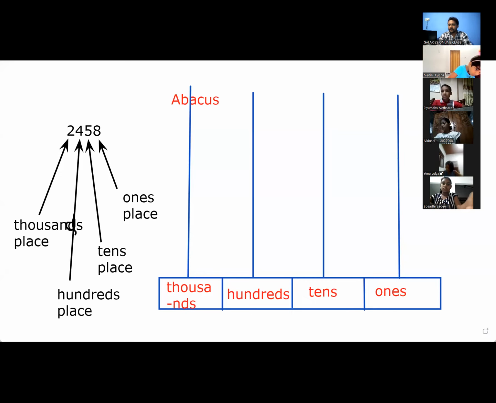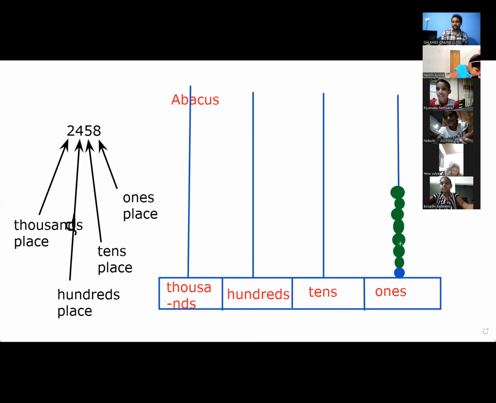Right, okay. Then what you have to do, you check the digit given for each place. Ones place, given 8. So you have to draw 8 circles on this rod. 8 circles, okay? 1, 2, 3, 4, equal size you draw. 5, 6, 7, 8. My circles are not equal, okay? But you draw clearly.